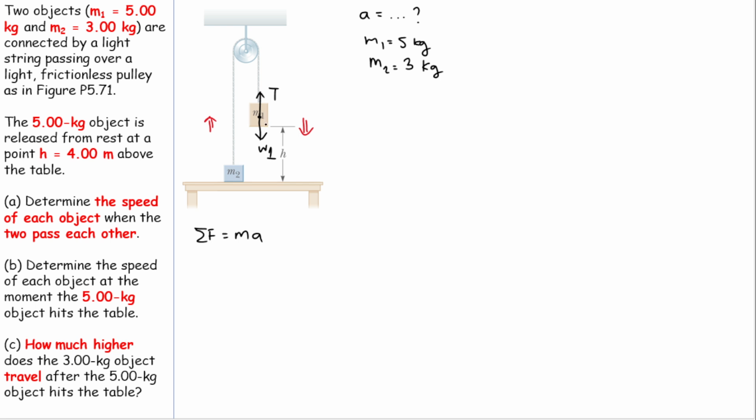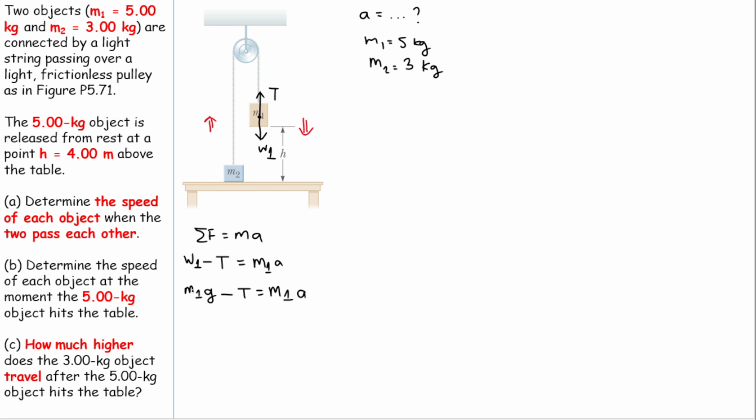The one that is positive is weight 1 here, because the direction of movement is this one. So I will have weight number 1, and then T is the opposing force, so I'll have minus T. And we are working on block M1, so the mass will be mass of 1 multiplied by the acceleration. Weight number 1 here is M1 multiplied by G, minus T, and that will equal M1 multiplied by the acceleration.